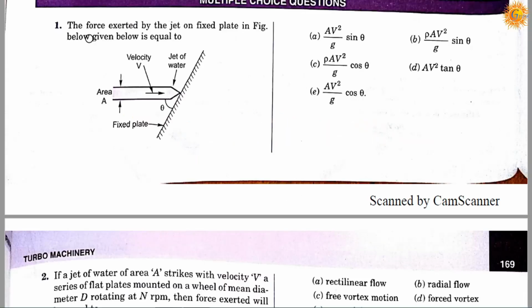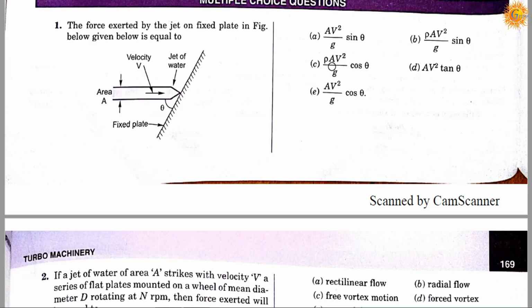Question 1. The force exerted by the jet on a fixed plate in the figure below is equal to. In this figure, a plate is given and the strike of a jet, so area A, velocity V and angle theta. So option A is AV square sin theta divided by g. Option B, rho AV square into sin theta divided by g.